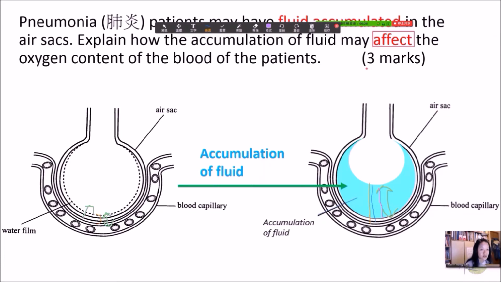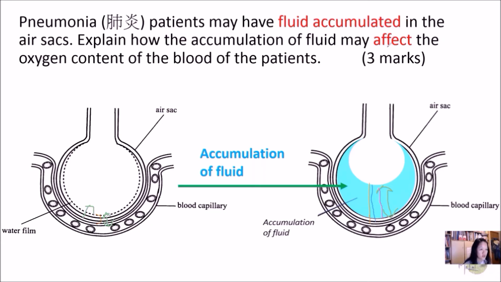Here, there is another keyword you need to pay attention to: affect. We have 3 marks. You have to state what is the effect. For example, accumulation of fluid may either increase or decrease or remain unchanged. Therefore, don't use the word affect. Instead, you have to state reduce or decrease, some word like this. The word affect has no mark.